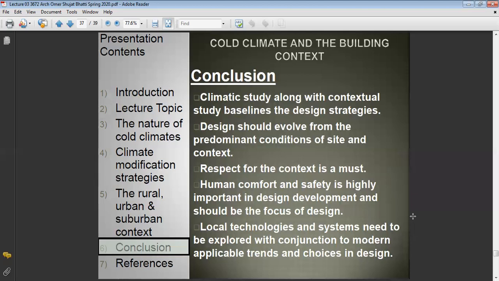Human comfort and safety is highly important in design development and should be the focus of design. That means keeping human comfort in mind as well as ensuring that the structure is secure, safety is secured, and it's not an unhealthy building for people to live in.